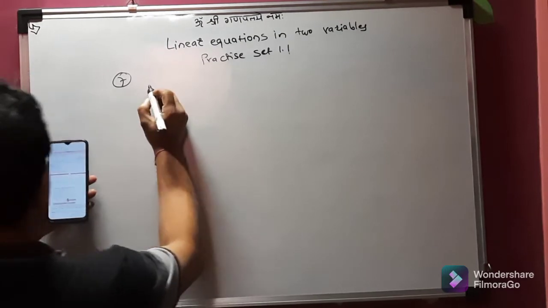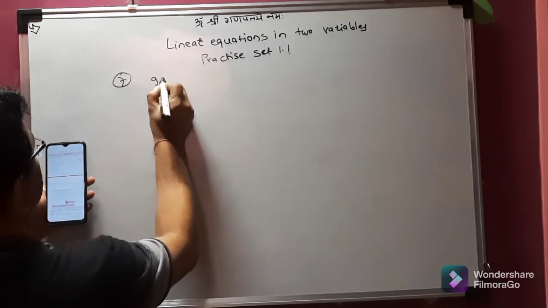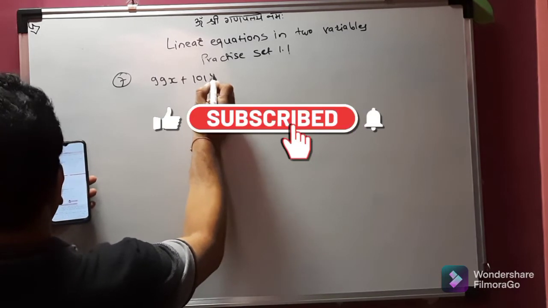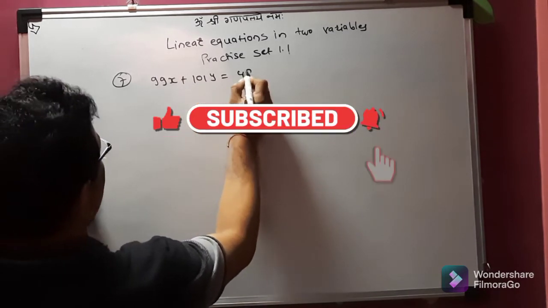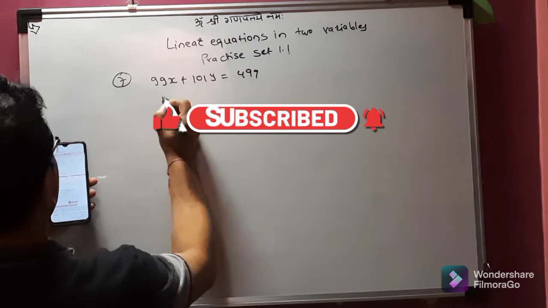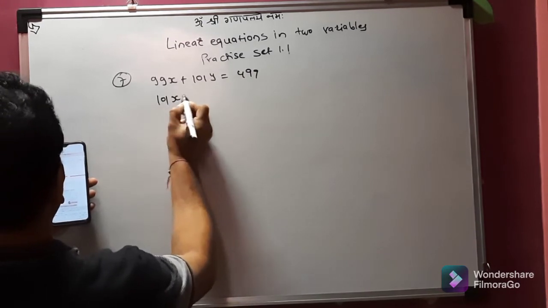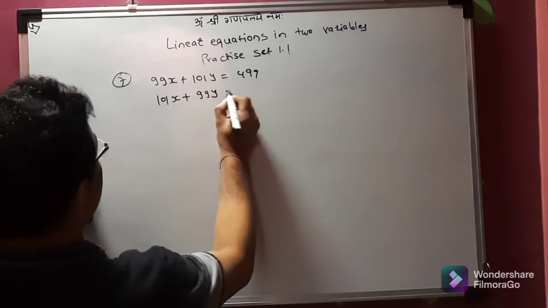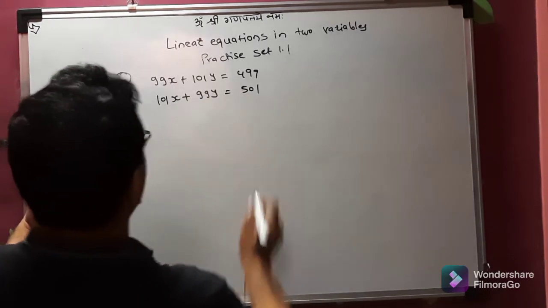Now the seventh problem is 99x plus 101y is equal to 499. Then 101x plus 99y is equal to 501.